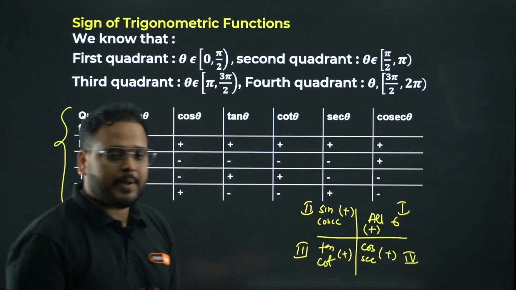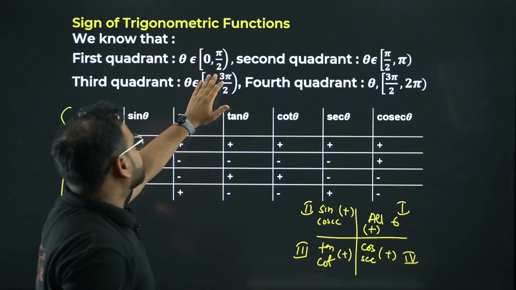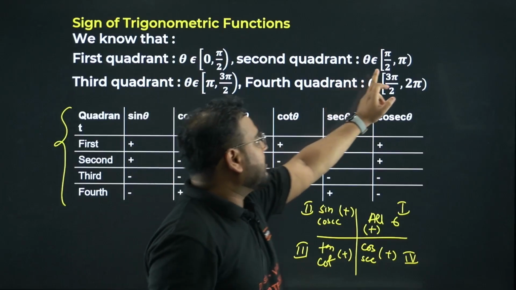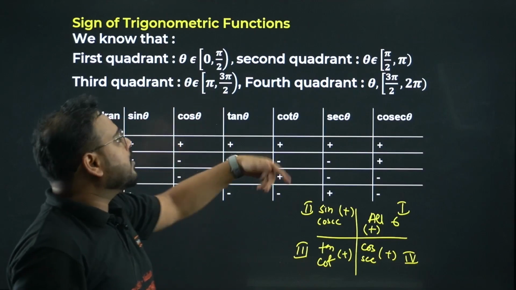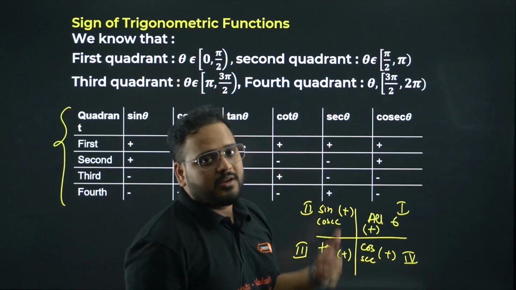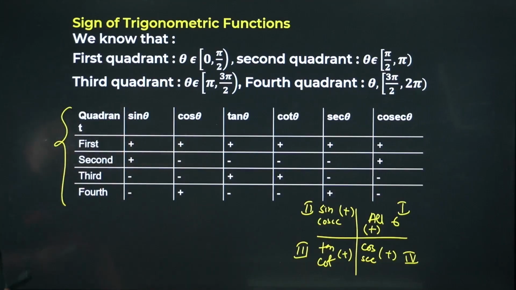You have to know it. Okay, and you know the boundaries, right? 0 to pi by 2 is for the first quadrant, second is pi by 2 to pi, third is pi to 3 pi by 2, and the last is 3 pi by 2 to 2 pi, 360 degrees, right? Okay, sir, so we know this much.